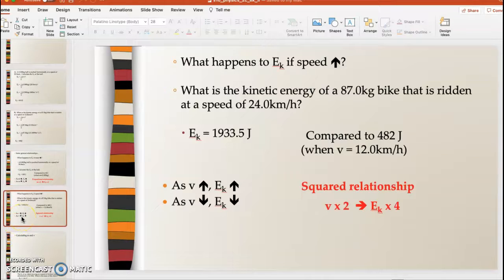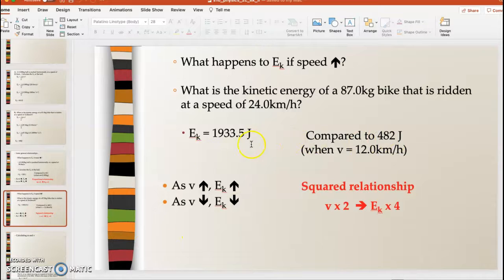This is showing you what happens to kinetic energy if speed increases. In the last question we had 20 meters per second, and this one we have 24 kilometers per hour. So we could do item analysis again. Why not? Let's do it. Let me get another piece of paper for you. Where mass is 87, speed is 24. Okay, and let's figure it out.